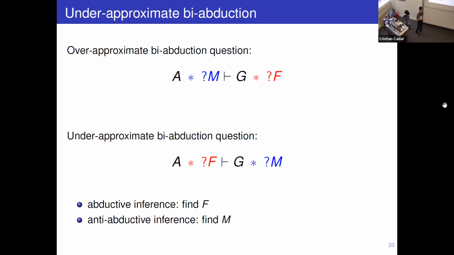And what is the compositional analysis? That's based on bi-abduction, which involves precondition and postcondition. We start with over approximate bi-abduction first. Given assumption A on the left-hand side and conclusion C on the right-hand side, we need to find M and F so that A star M implies C star F. Star here is the separation conjunction in separation logic, and M will go into the precondition of the program, and F will go to the postcondition. For under approximation, we swap F and M.